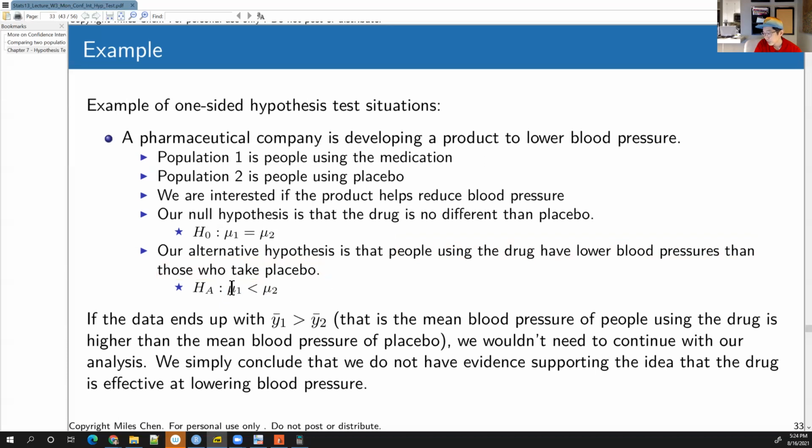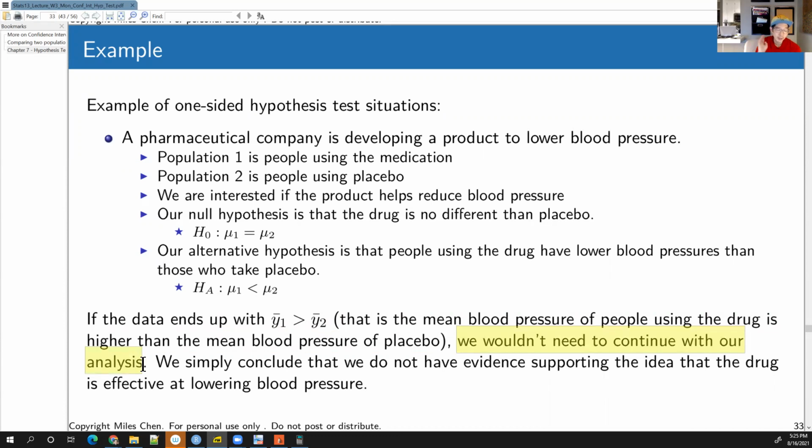Right? If it turns out that the opposite is the case, then we've got a problem. We're not interested if the medication actually increases blood pressure, right? So if that happens in the data, if you take your data and you end up with the mean y bar 1 being greater than y bar 2, meaning that the mean blood pressure of people using the drug is actually higher than the mean blood pressure of people using placebo, that's a problem, right? Then in that case, there's no sense in bothering to continue your analysis, right?